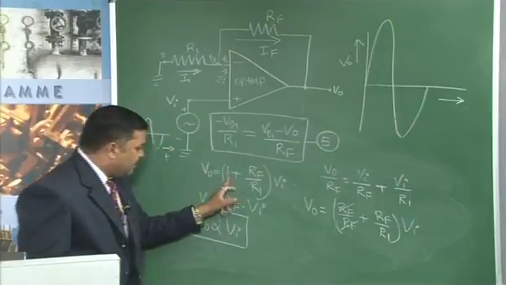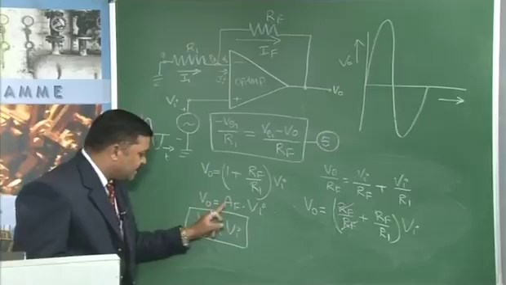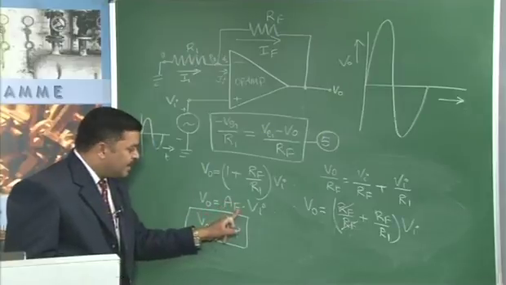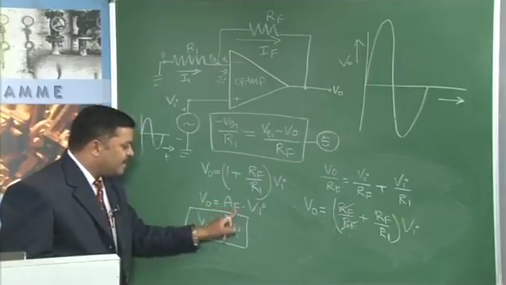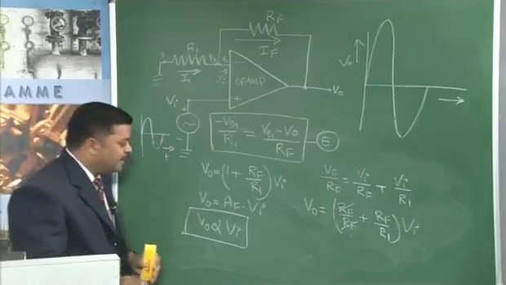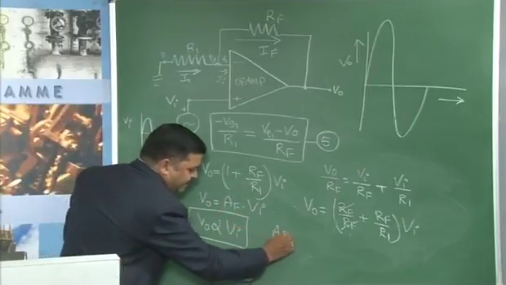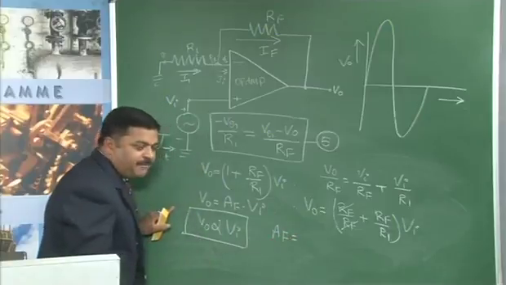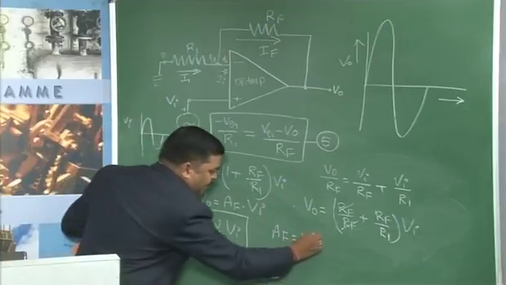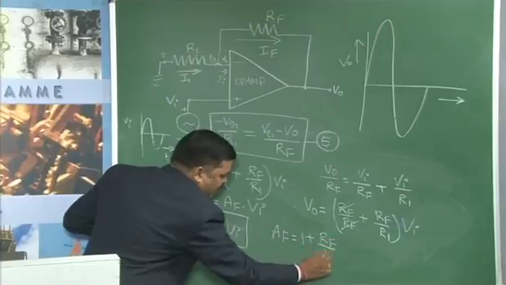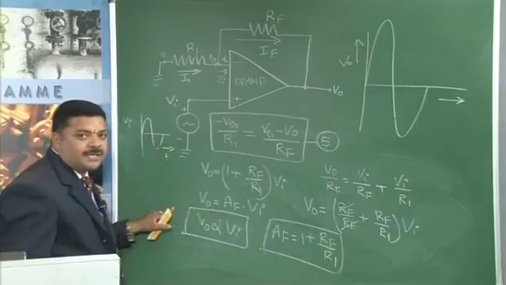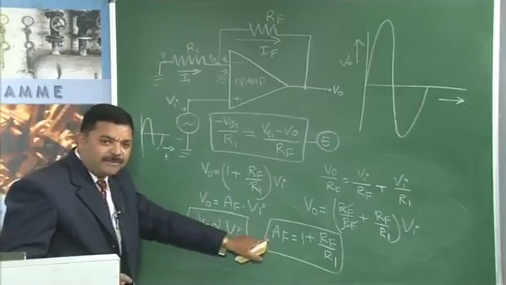And this 1 plus Rf by R1, which I substituted as AF, is nothing but the gain with feedback. Therefore, comparing these two, what is AF? AF for the non-inverting amplifier is given by 1 plus Rf divided by R1. So, this is the gain of the non-inverting amplifier.